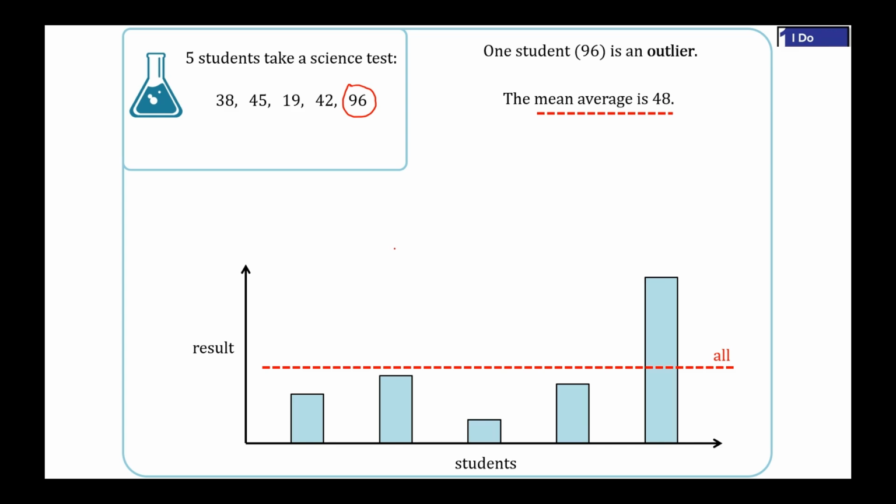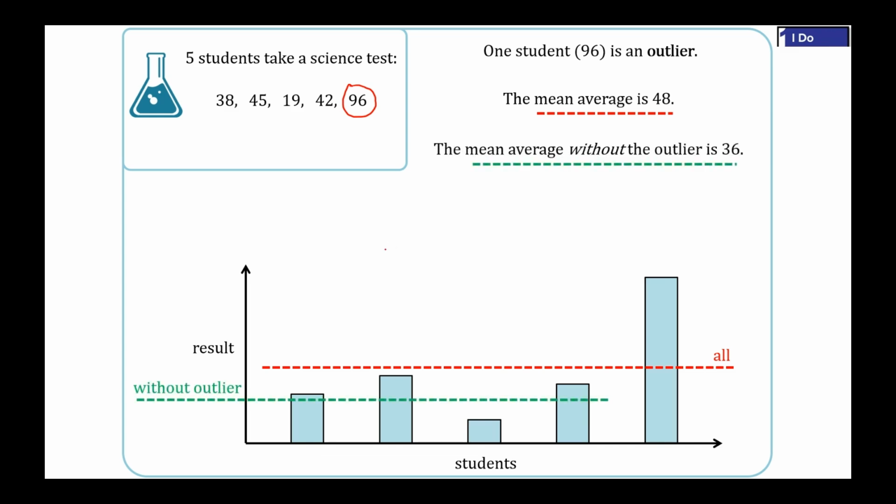So another way you can do this is if you remove the outlier. So if I simply just calculate the mean, meaning I just added 38 plus 45 plus 19 plus 42 together, and then divide it by my total number of data points, so I divide the answer by 4, I would instead get a mean average of 36, which doesn't include the outlier. So that means now this is a much more fair representation of what the other 4 students got.